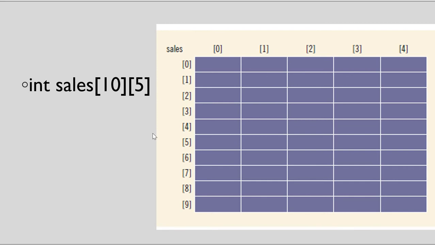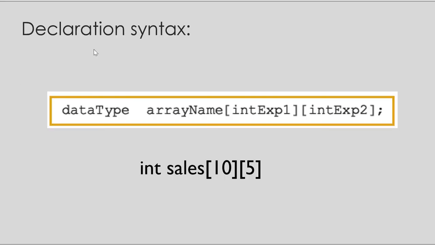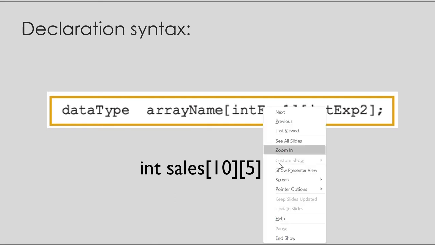Okay, but before that, what is the syntax for two-dimensional arrays? First you have to indicate a data type. Any data type will do. For example, you have double, integer, char, any data type. And then of course you have your array name here, and then the two square brackets. The first bracket indicates the size of your rows.